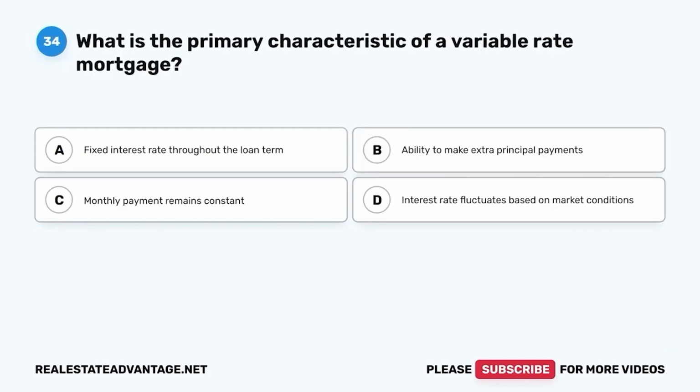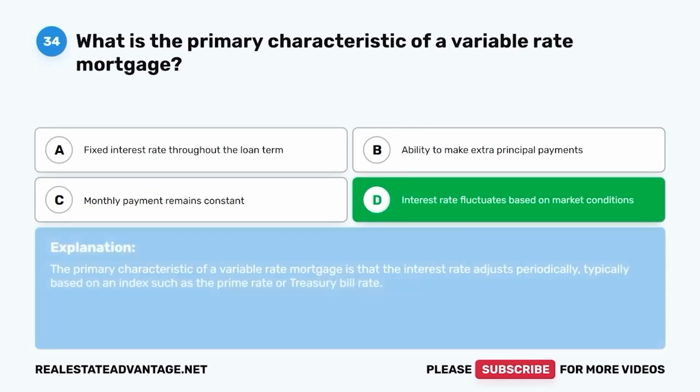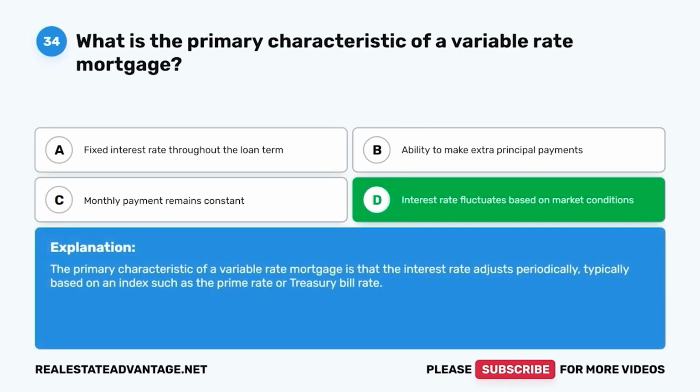Question 34. What is the primary characteristic of a variable rate mortgage? A, fixed interest rate throughout the loan term. B, ability to make extra principal payments. C, monthly payment remains constant. D, interest rate fluctuates based on market conditions. The correct answer is D, interest rate fluctuates based on market conditions. The primary characteristic of a variable rate mortgage is that the interest rate adjusts periodically, typically based on an index such as the prime rate or treasury bill rate.